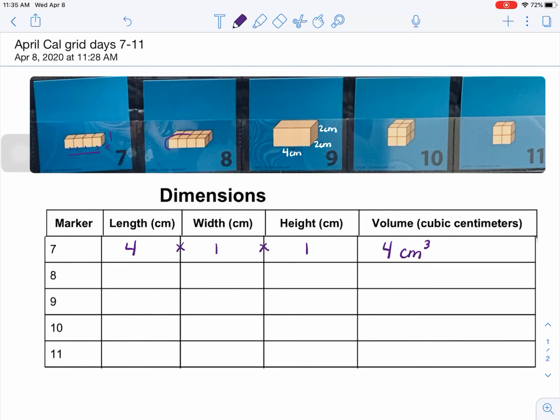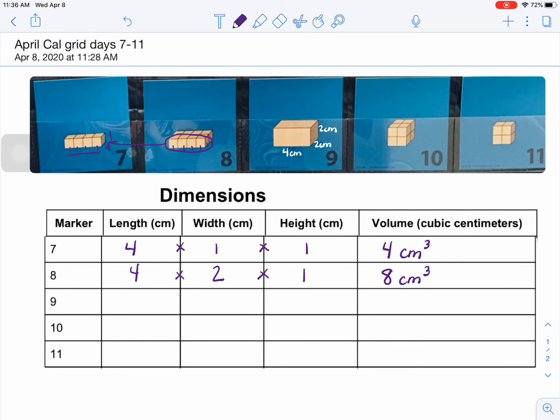Let's go ahead and move on to number 8. I'm going to do the same thing, and I already noticed that this front piece is the exact same as this one. I just now go 2 layers back. So my length is still 1, 2, 3, 4, but now my width goes 2 back, but I'm still just 1 layer tall. And we've learned this before, double a dimension, you're going to double your answer. So 4 times 2 times 1 is going to give me 8 cubic centimeters.